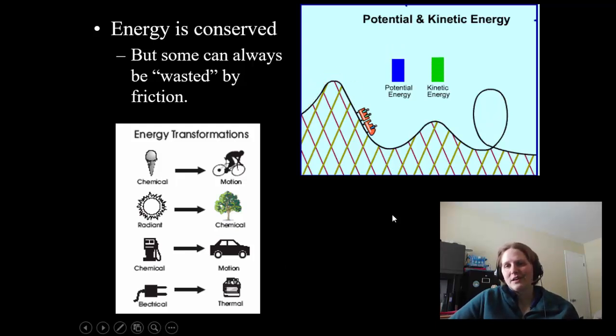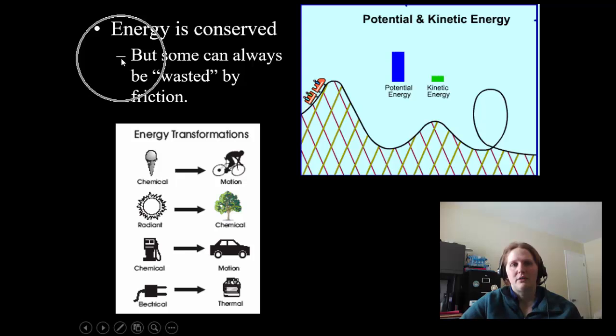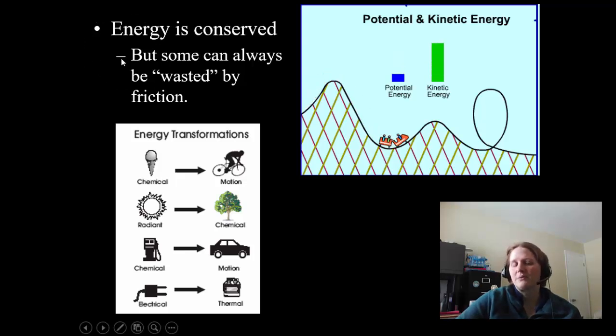Now, a roller coaster is not ideal, it's not perfect. There's friction in the wheels, friction in the bearings. So in the long run, you will eventually lose some of that useful energy to the environment. Some of that energy will be wasted into thermal energy by friction.